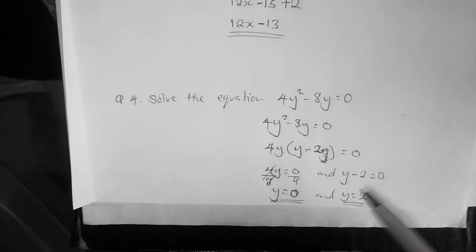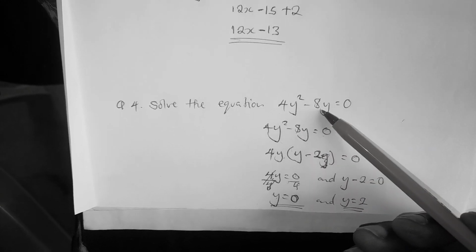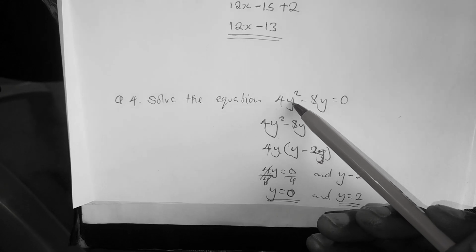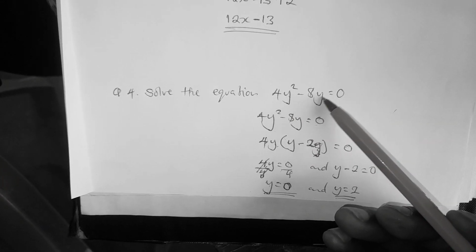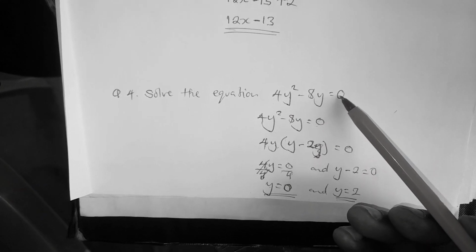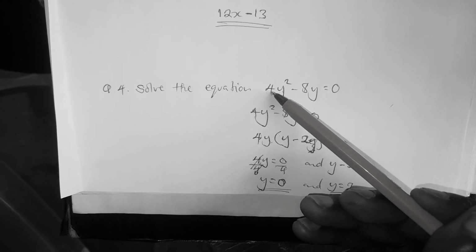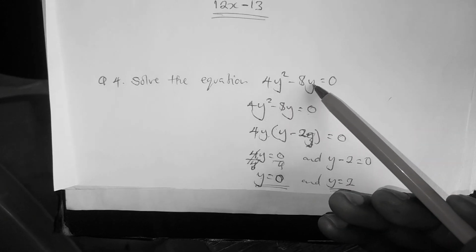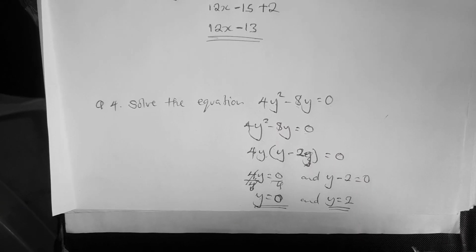If you want to check if your answers are correct, just substitute the value of y. If we substitute 0, anything times 0 is 0. 8 times 0 is 0, 0 minus 0 is 0, so this answer is correct. If we substitute 2, 2 squared is 4, 4 times 4 is 16. Then 8 times 2 is 16. 16 minus 16 is 0, so our answers are correct.